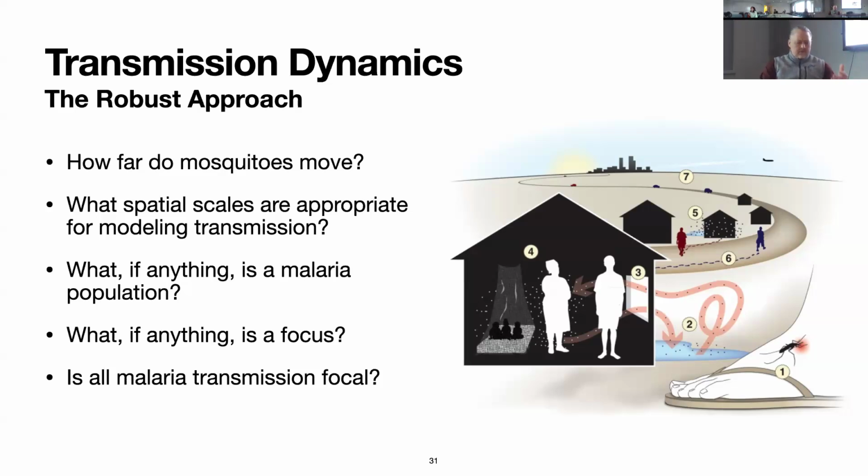for purposes of evaluating vector control? What, if anything, is a malaria population? Do we have multiple populations on the island, or is there just one big well-mixed thing? What, if anything, is a focus? Is there focal transmission, right? And we're coming to believe that there actually might be a lot of foci on the island. And then, is all malaria transmission focal, or is a place like this some combination of poorly or well mixed people moving around with maybe little hot pockets?